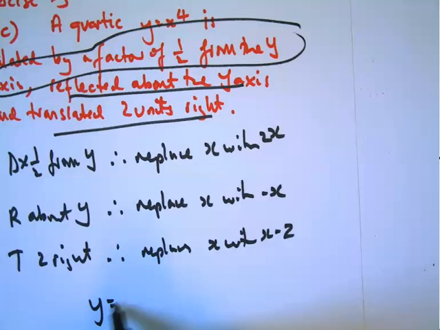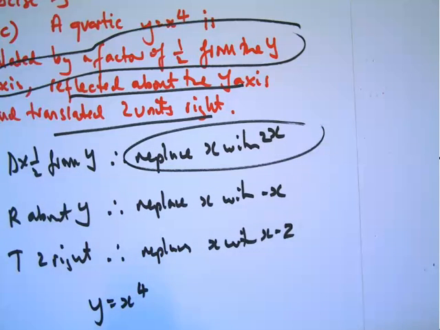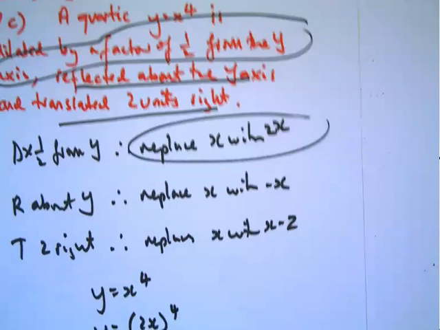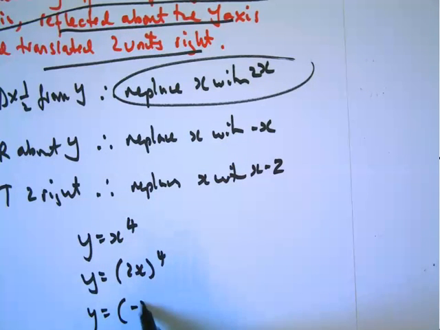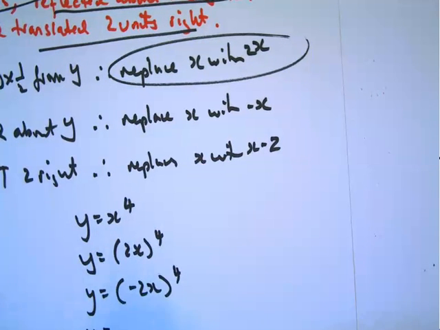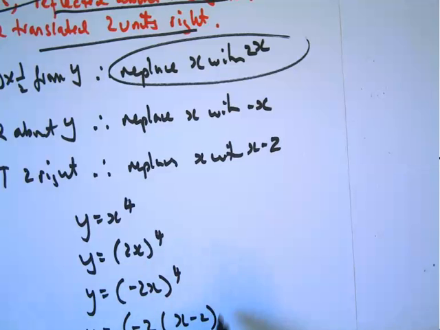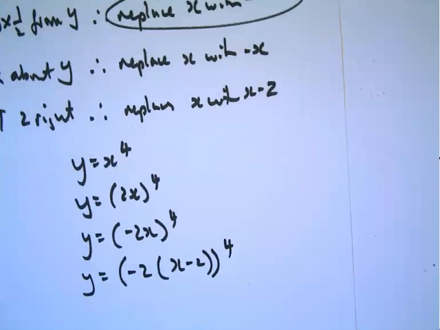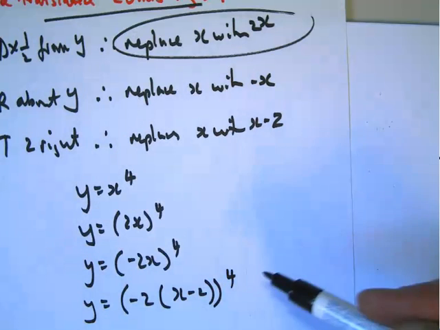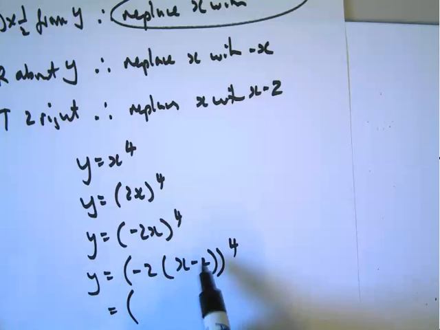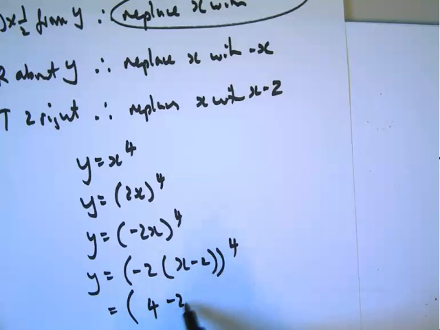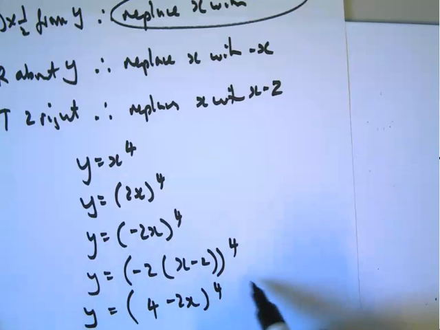I have y equals x to the power of 4. If I replace x with 2x, y equals (2x) to the power of 4. If I now replace x with minus x, I've got y equals (minus 2x) to the power of 4. And if I replace x with x minus 2, I've got y equals (minus 2(x minus 2)) to the power of 4. All I've done is replace x with whatever x needs to be replaced with. And then that can be simplified to equal minus 2 times x is minus 2x, minus 2 times minus 2 is plus 4, so y equals (minus 2x plus 4) to the power of 4, and that's my new equation.